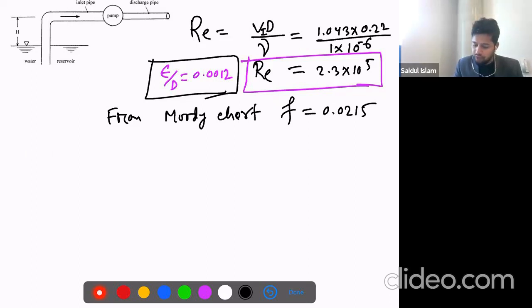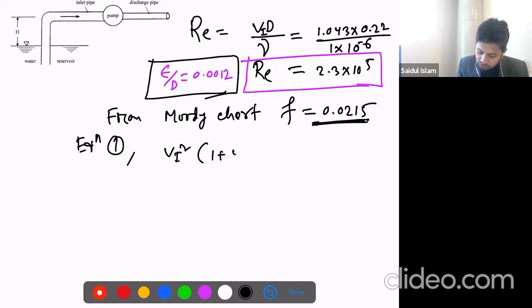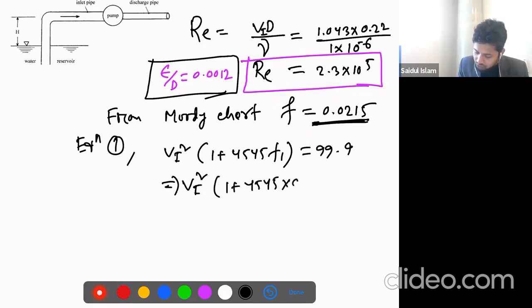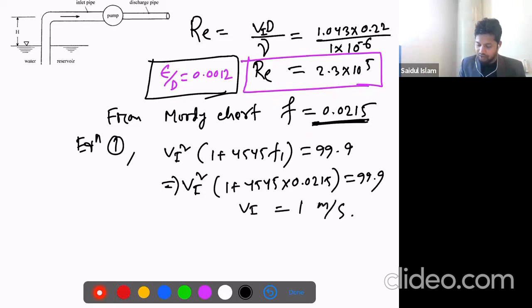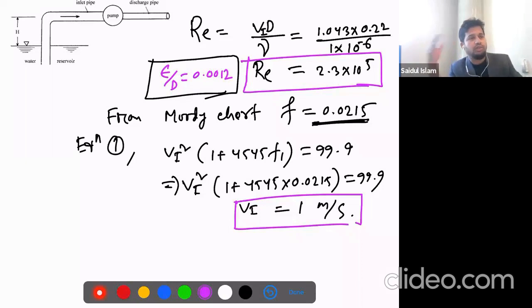Now, if I use this value again in the equation we mentioned earlier, equation 1, which is Vi squared equals 4545 over 99.9. Now I will use this value again: 4545 over 0.0215 times 99.9. Then Vi will be 1 meter per second. See, I'm doing it again and again. It's a bit confusing, but this is actually the process, like trial and error.